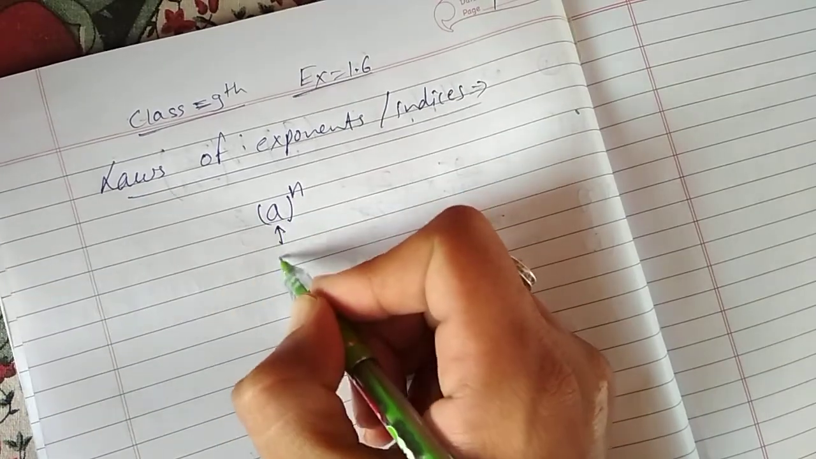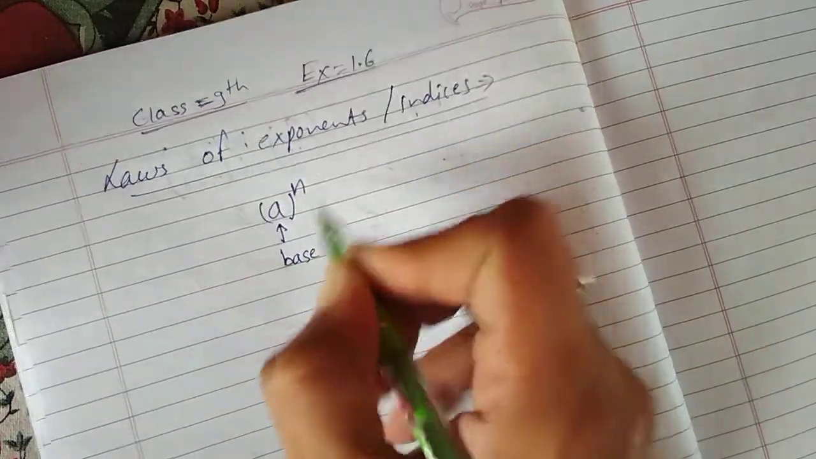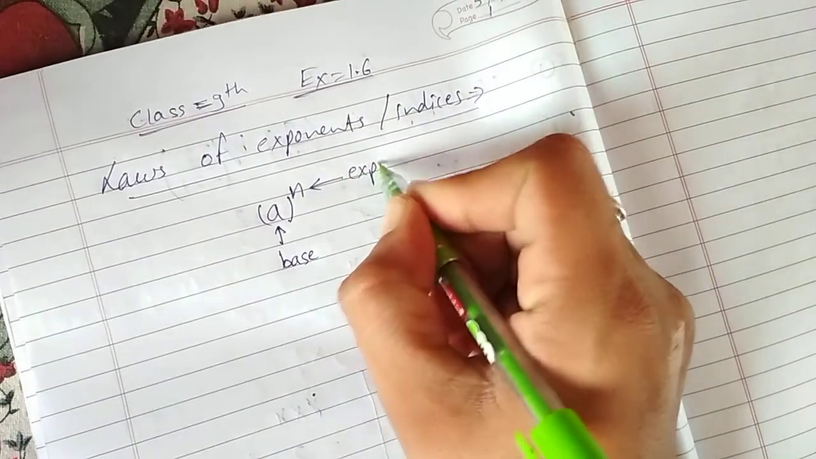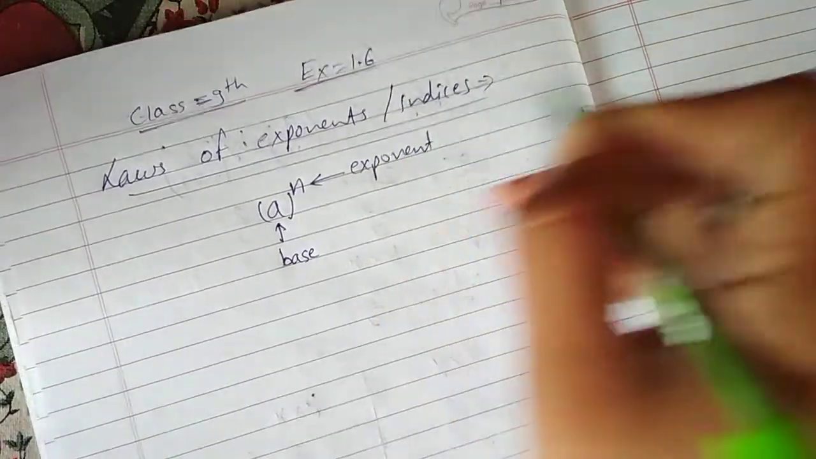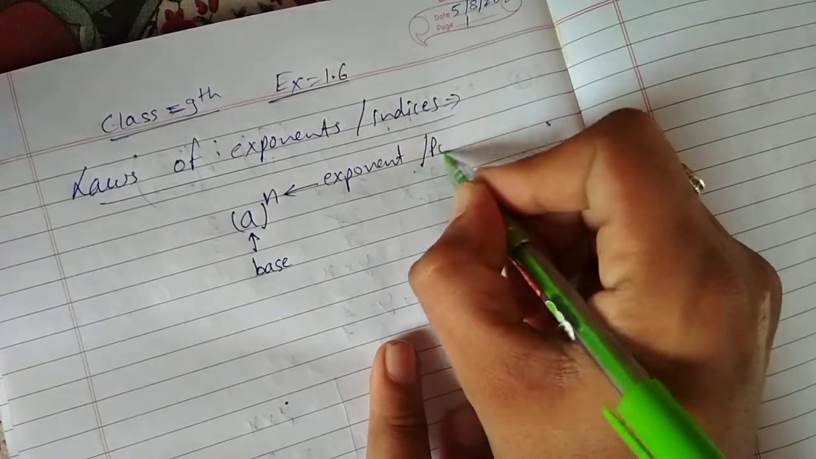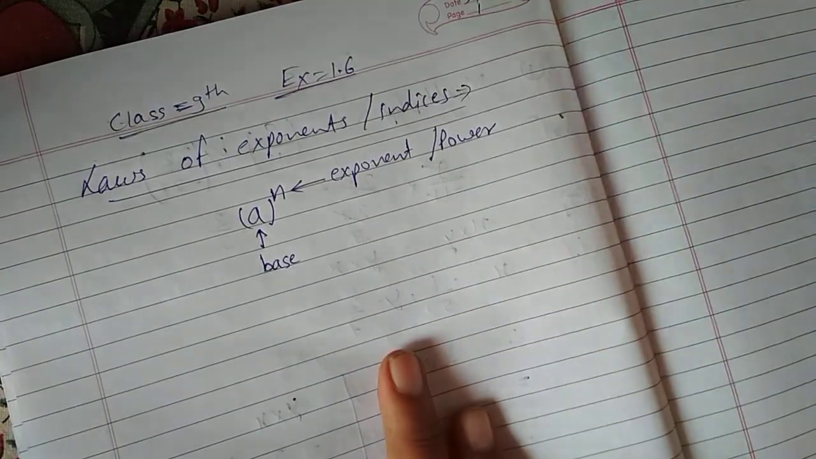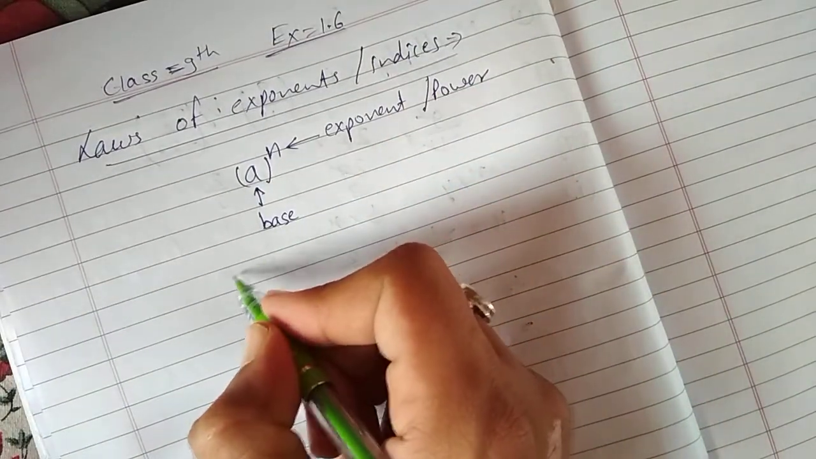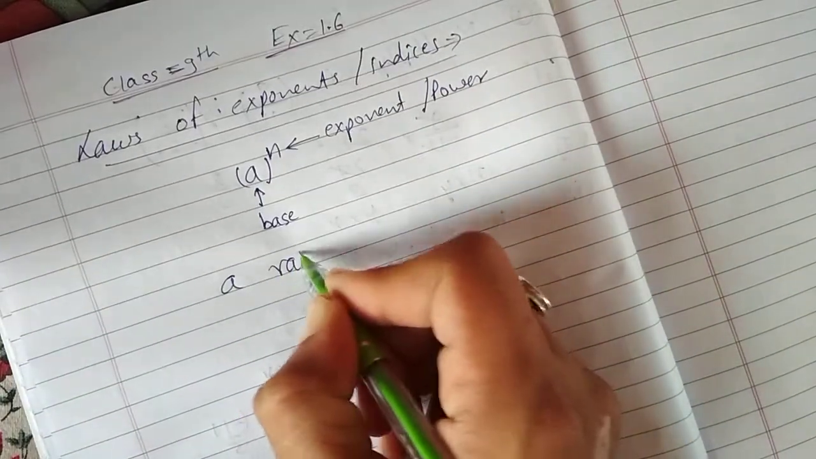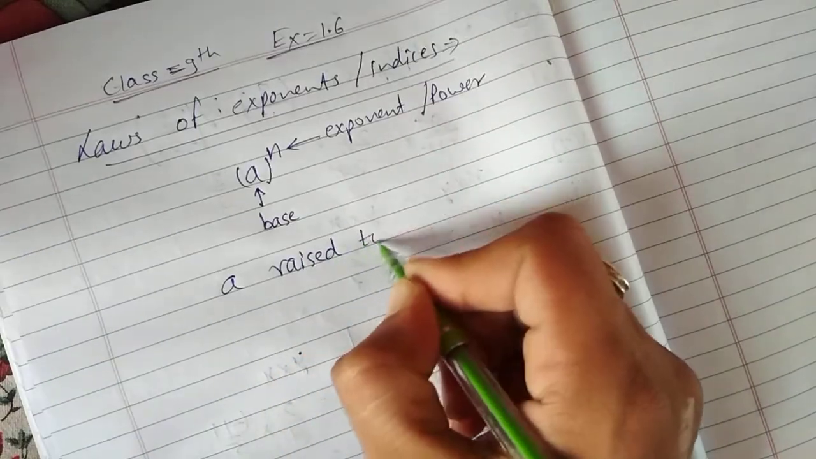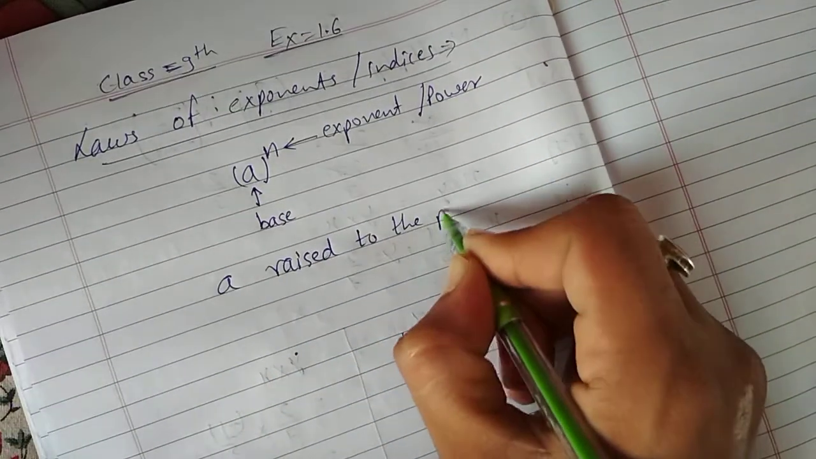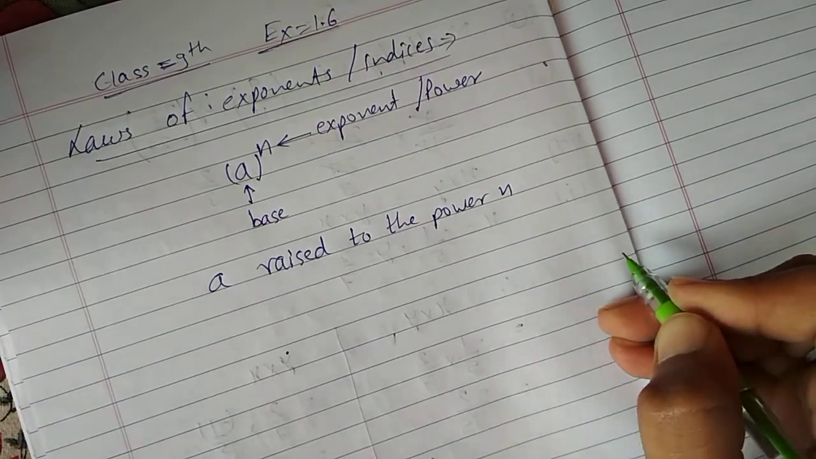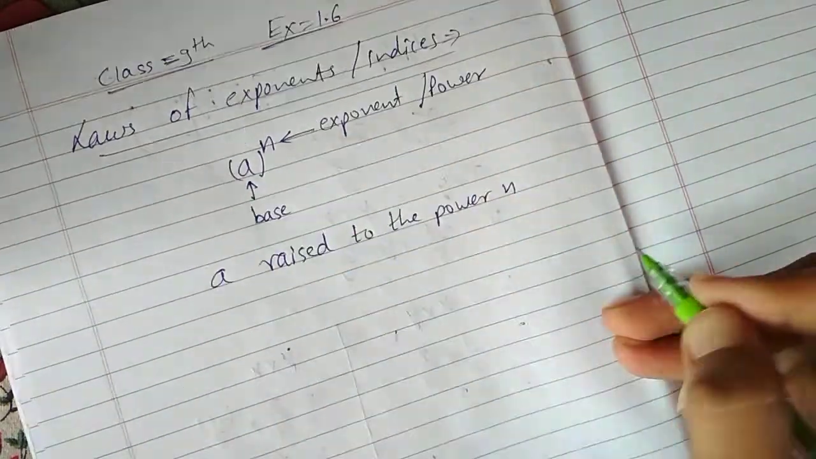Here a is the base and n is the exponent. It is also known as power. It can be read as a raised to the power n.